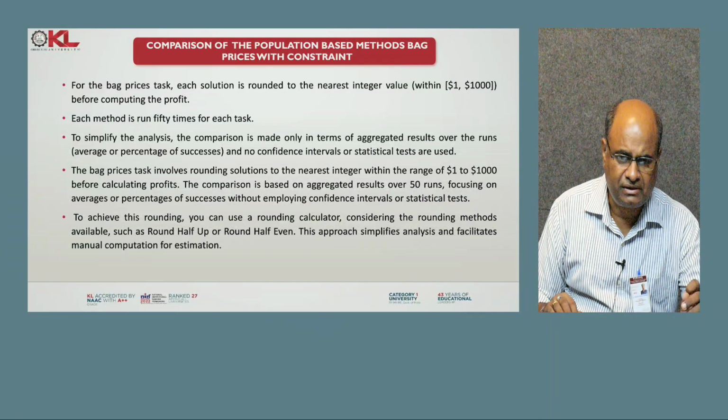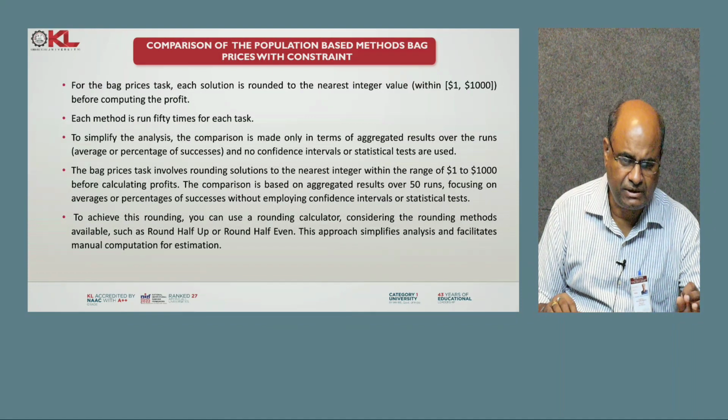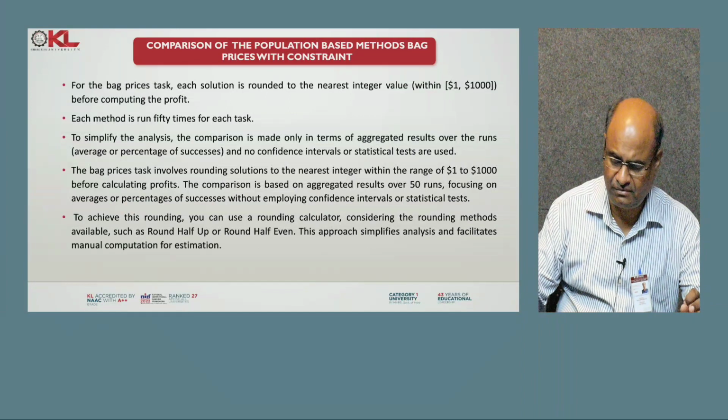The bag prices task involves rounding solutions to the nearest integer within the range already discussed, from $1 to $1,000, before calculating profit. The comparison is based on the aggregated results over 50 runs, focusing on the average or percentage of success. To achieve this rounding you can use a rounding calculator, considering the rounding methods available such as round half up or round half even. This approach simplifies the analysis and facilitates manual computation for estimation.